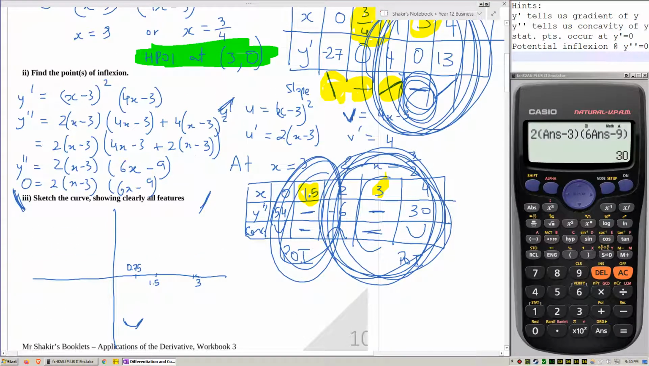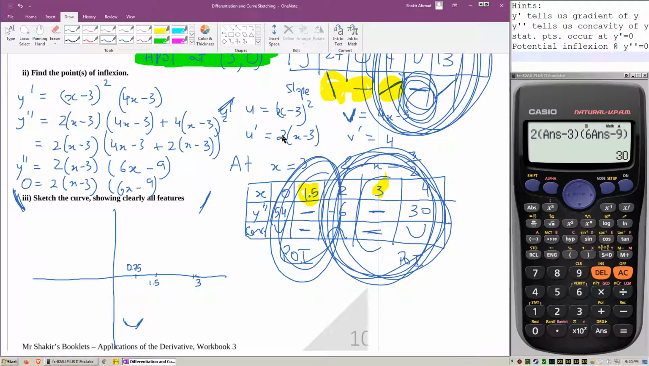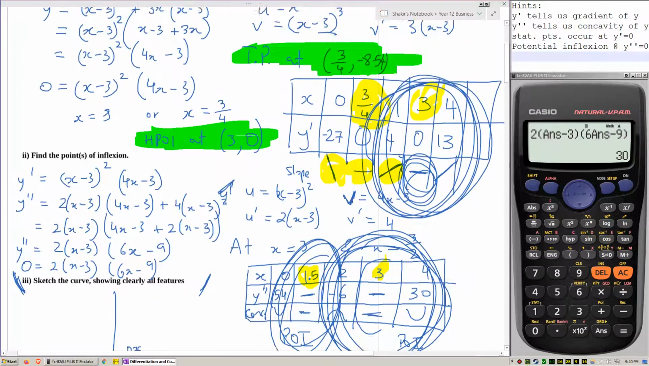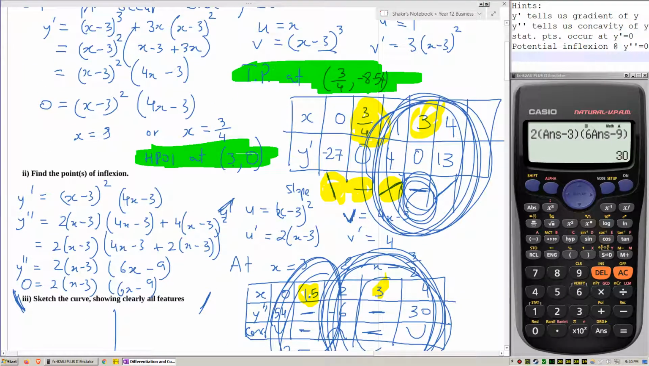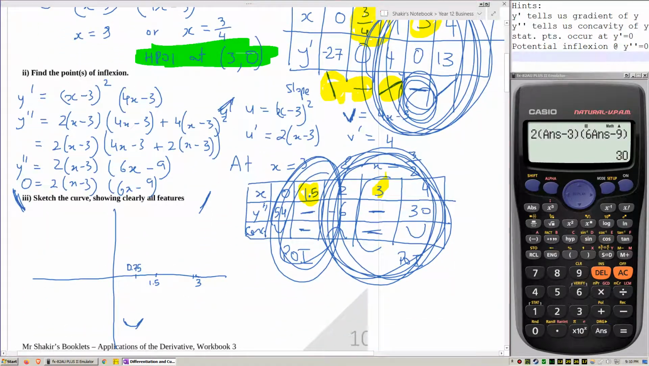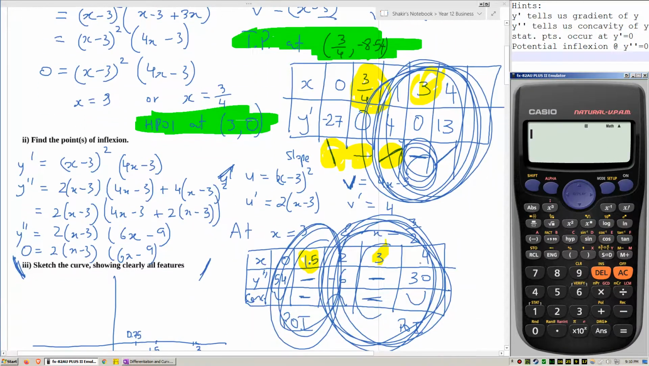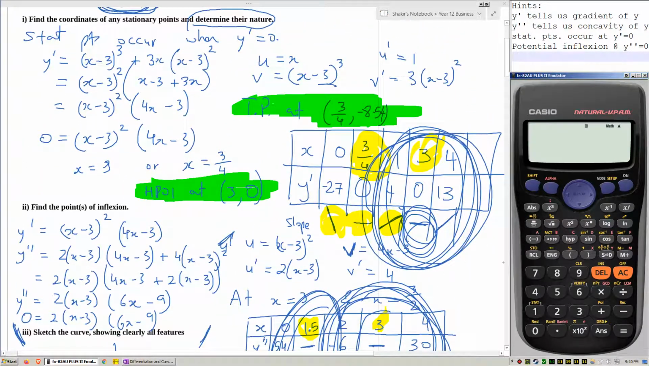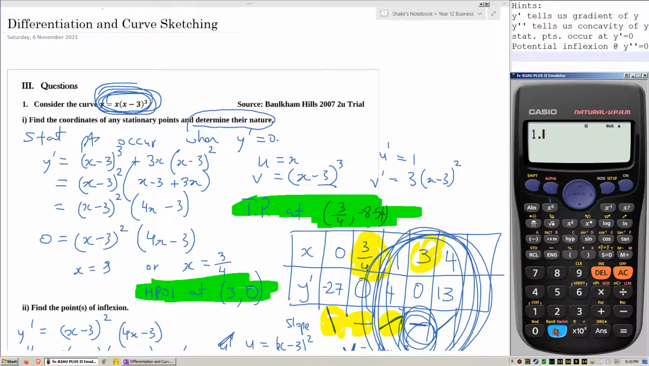Now look, just so that we have more information and so we know what's going on in a bit more detail. I know the horizontal point of inflection is at 3, 0. Okay, and we don't know the y coordinate of 1.5. So let's find that out, just so we have more information, for the sake of completeness. So I'm going to type in 1.5 equals 2. And then you have answer, open bracket, answer minus 3, close bracket, all cubed.